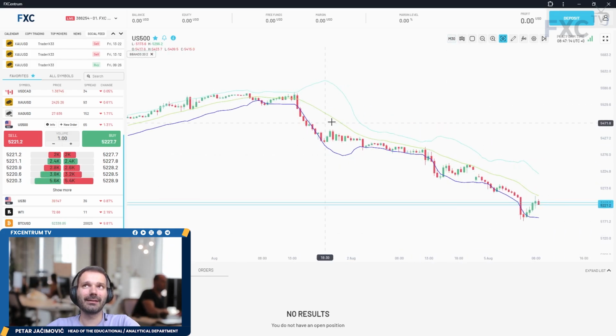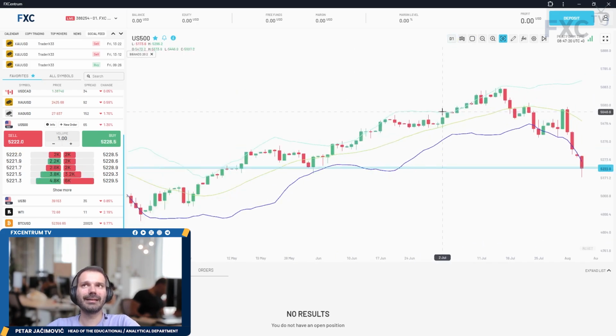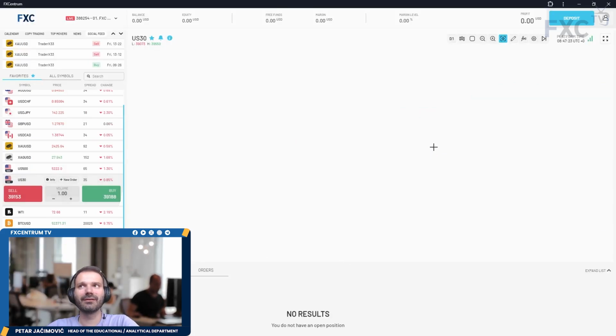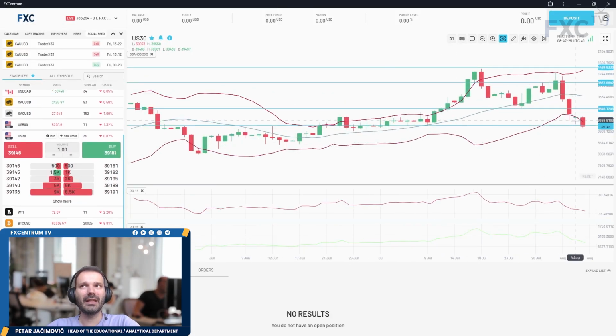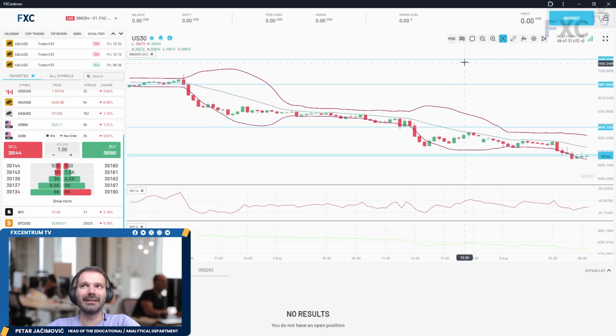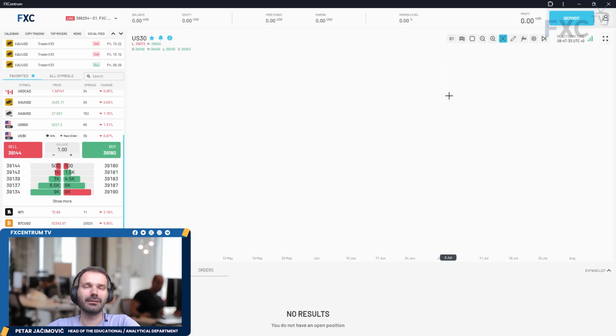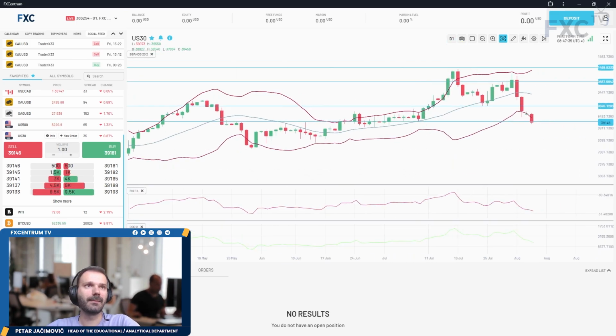Just the bear flags. Look at the 30-minute time frame. Just bear flags, sell off, bear flag. So very consistent price action to the downside on both US 30 and US 500. US 30 is breaking to the downside, lower Bollinger Band. It's another indication of the weakness, and you can see no significant sign for the reversal.